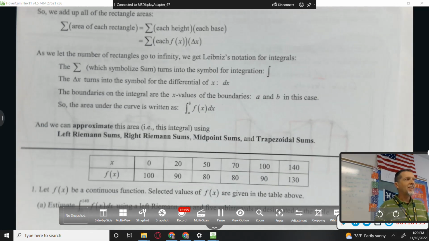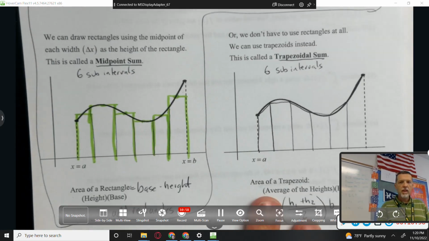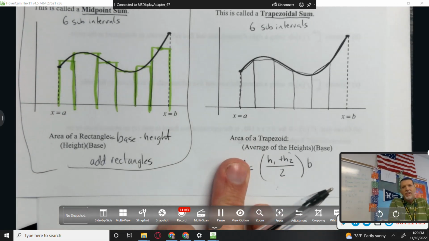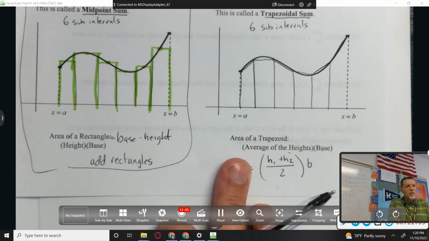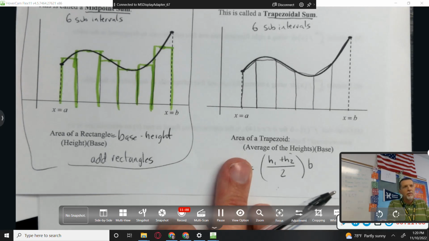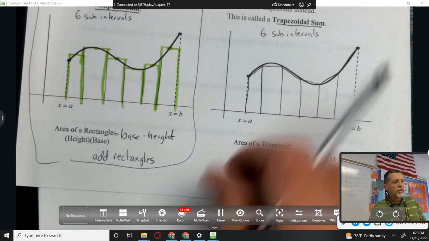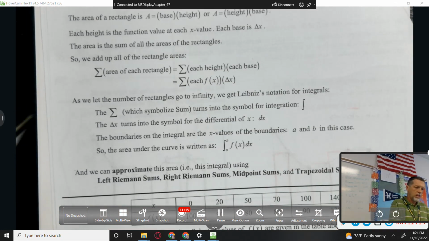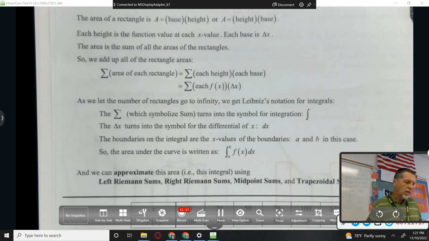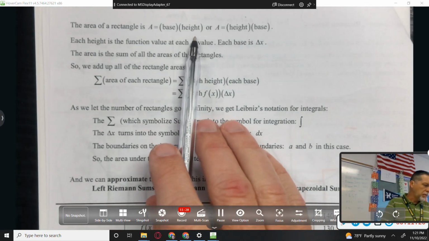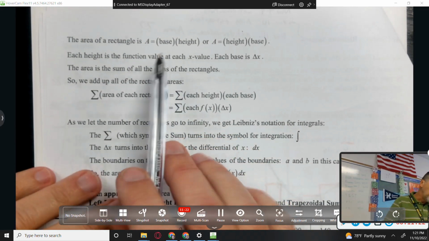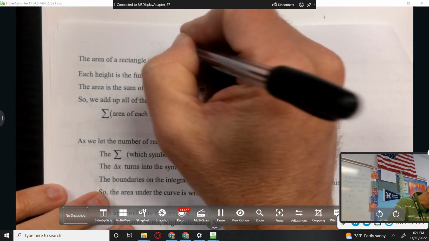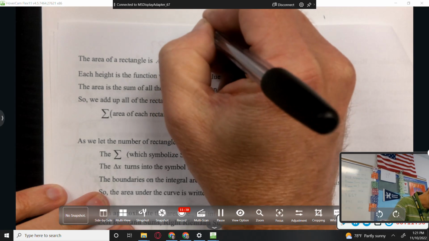So this is the part that's really easy. When we get there, all we're going to do is base times height plus base times height plus base times height, however many times we need to. All right, the area of each rectangle is base times height. The base is the width of the subinterval.